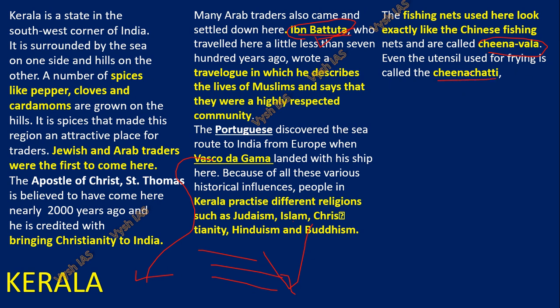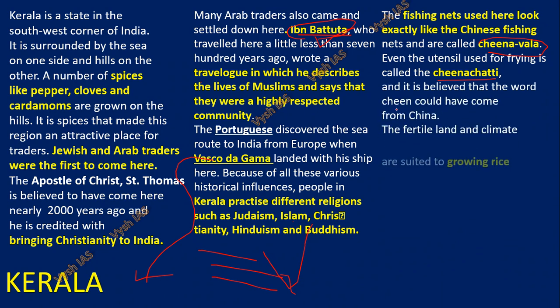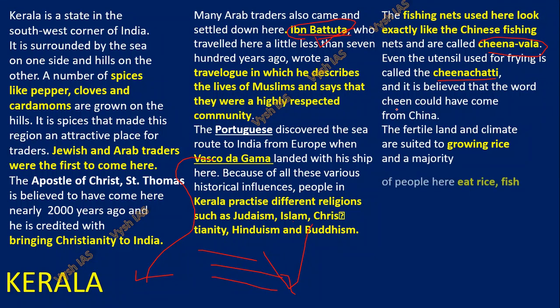Okay, so even now it is called the same thing. It is believed that the word Chin could have come from China. The fertile land and climate are suited to growing rice, and a majority of people here eat rice, fish, and vegetables. And all these things, till date, are the same. Historically also it is like this, and now also it is like this.